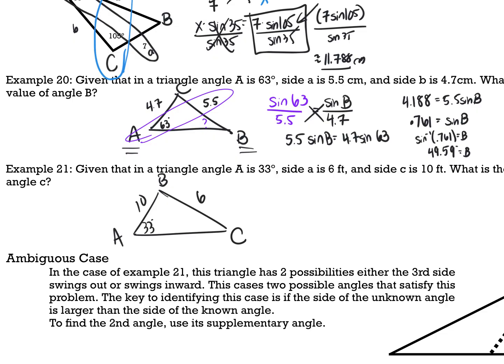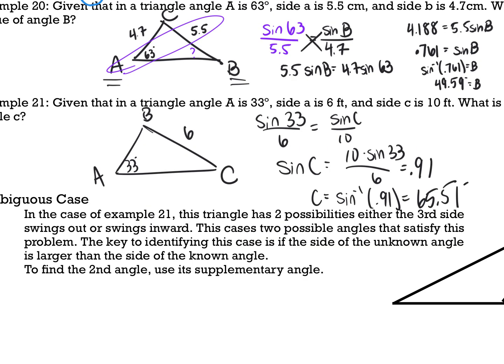So why don't you pause the video here, try to solve it, and when I re-enter it, I'll have the answer just written up here for you with some work, okay? So pause it now. Okay, so by the time I set that up and solve it, you do the proportion. You get sine inverse of 0.91, and that's 65.51. And so that's one of our angles.